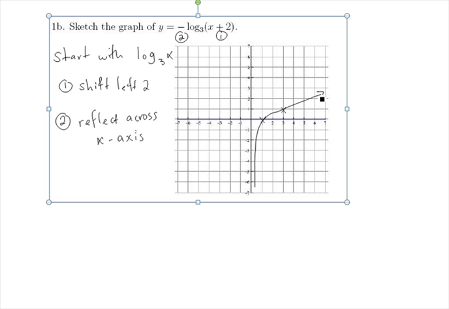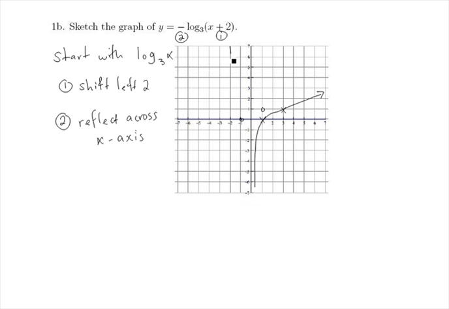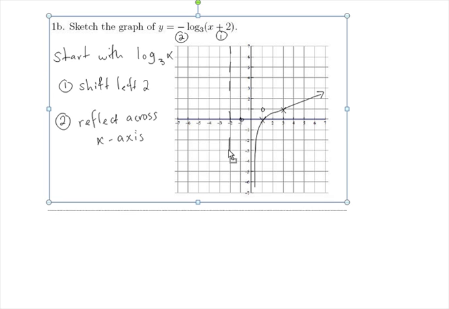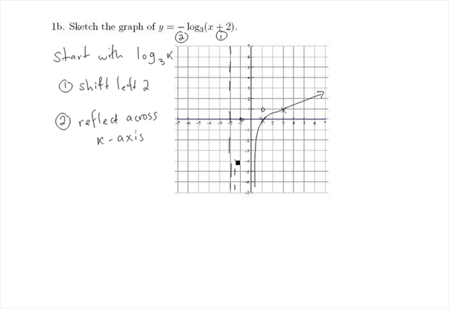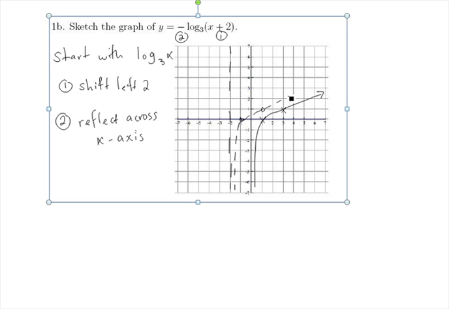We're going to shift this over to the left 2 units. So we take this point here at (1, 0), and this goes to (-1, 0). This point at (3, 1) goes to (1, 1). And what's important to notice is that this vertical asymptote at the y-axis also gets shifted over. So we get a vertical asymptote along the line x equals negative 2. If we keep that in mind and connect the dots, there's the graph shifted over 2 units.